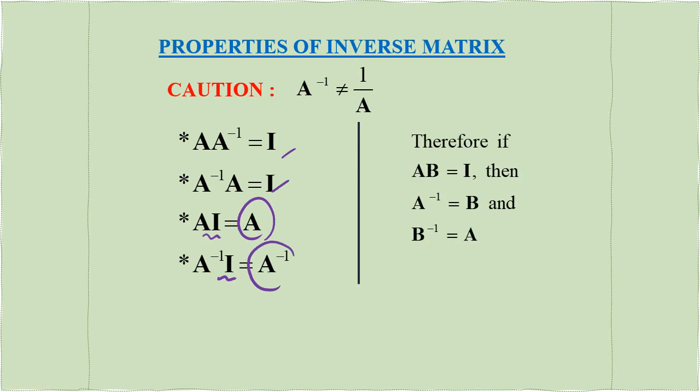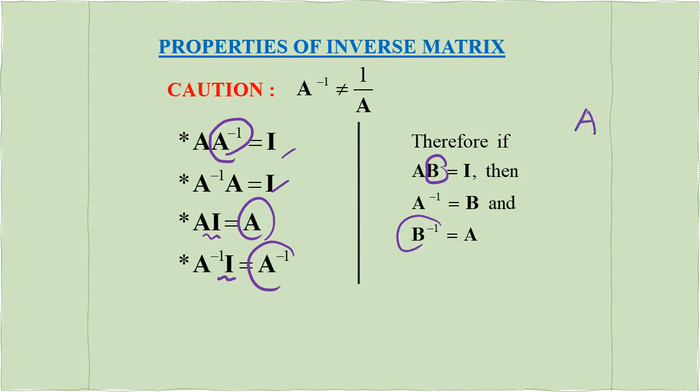Therefore, if AB equal to I, then what does it mean? This B is equivalent to A inverse, or this A is equal to B inverse. How do we get this?